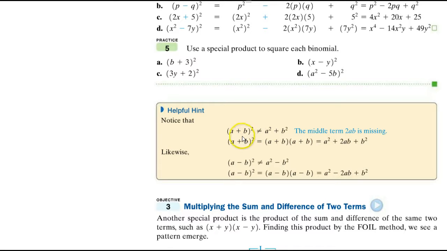Now, one of the common errors, by the way, is what is illustrated here. Students will say, oh, it's a perfect square. We're squaring a binomial. We're going to get this, but the middle term is missing. Okay? This is the correct one. And the same applies whether it's negative or positive.